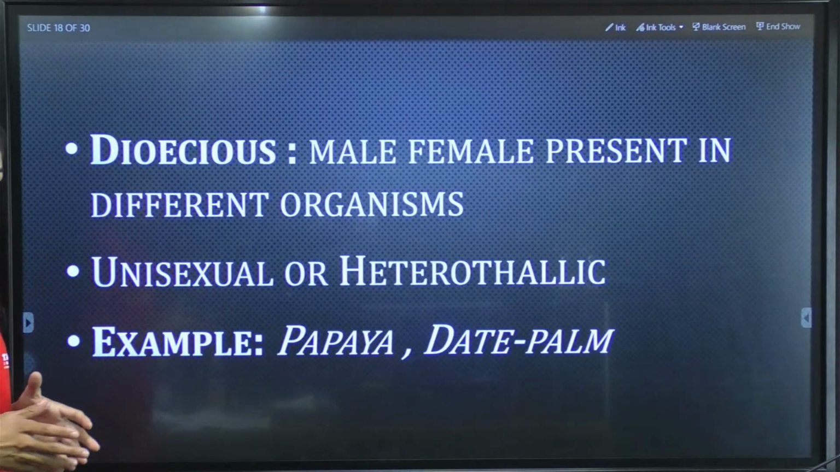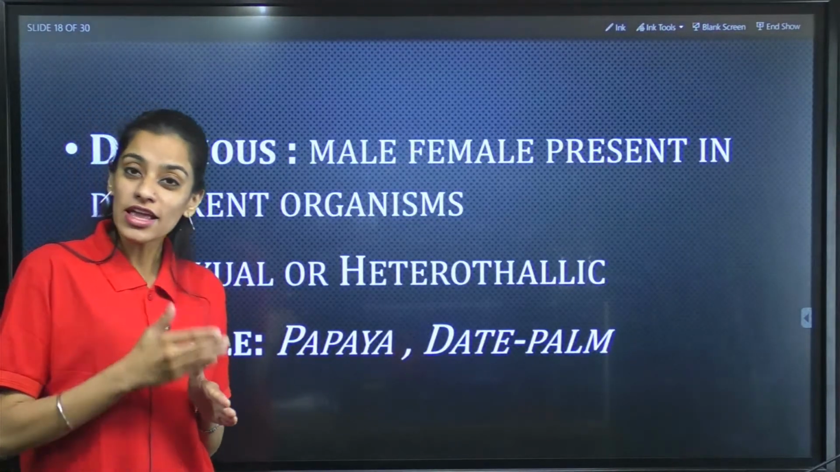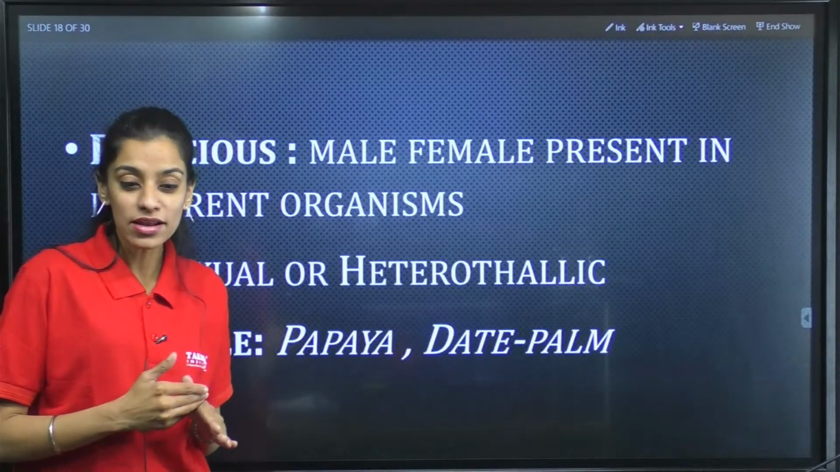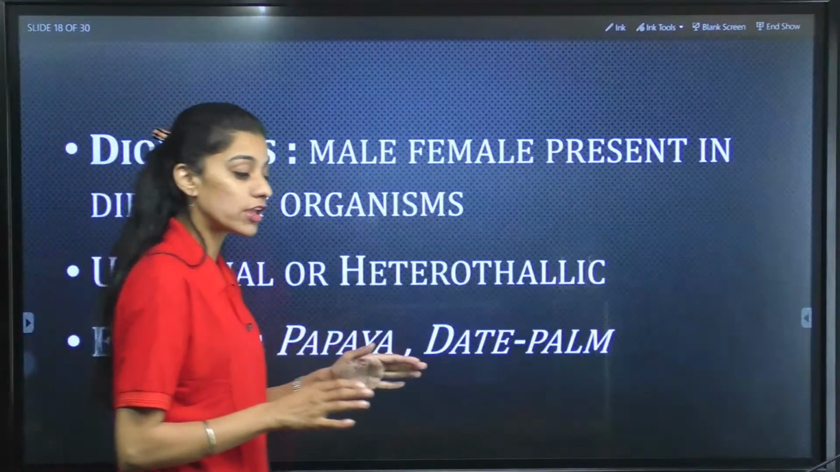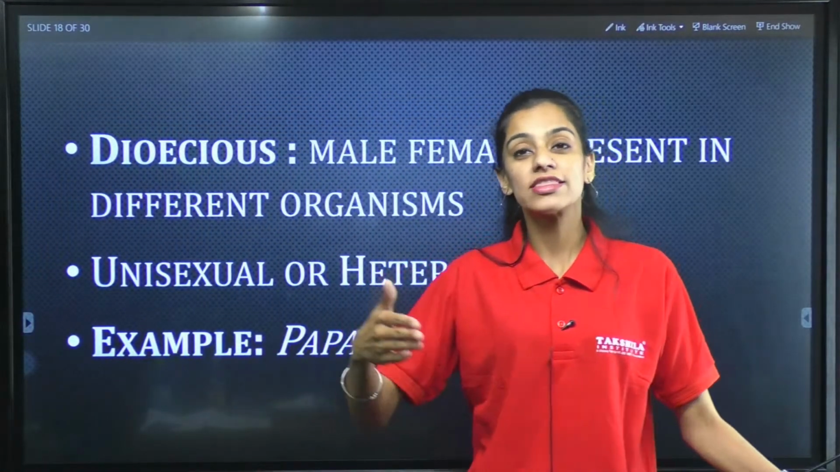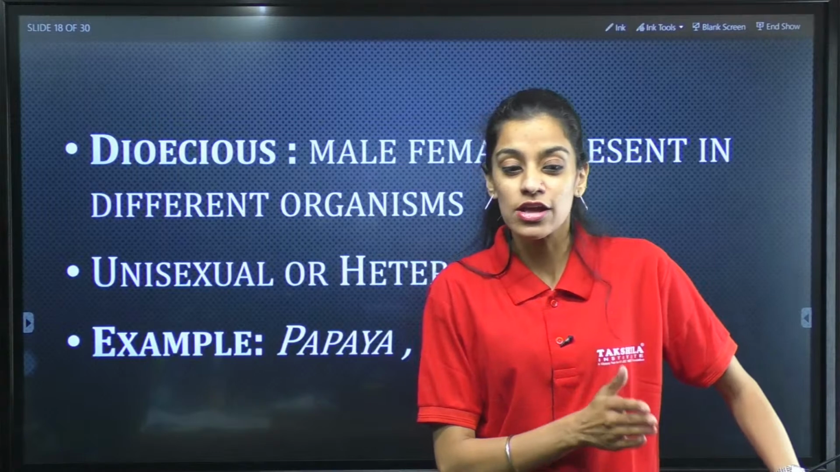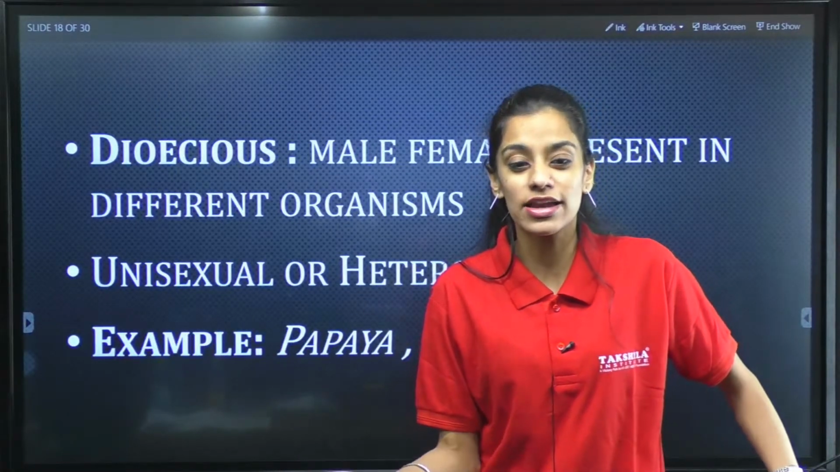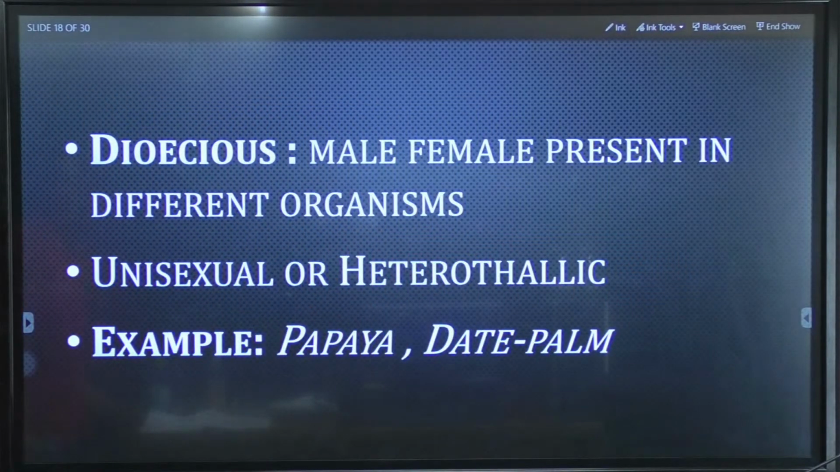Unisexual: uni means one. So if an organism has only one reproductive structure, either male or female, that would be unisexual. And we say heterothallic because the male thallus is one thing and the female thallus is something else. So the male thallus is different and the female thallus is different. For example, we have papaya and date palm. Just remember the examples.